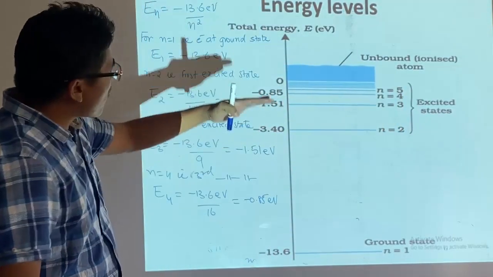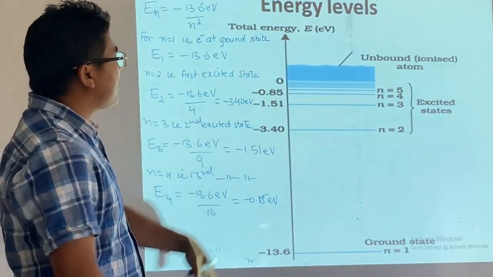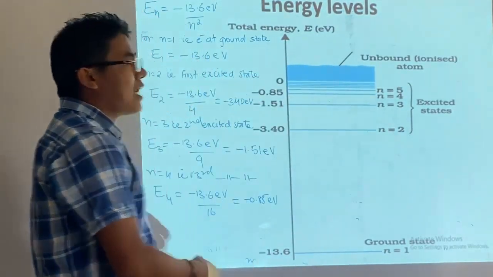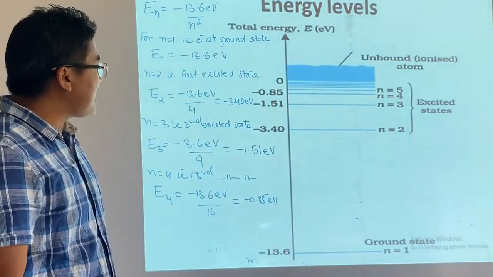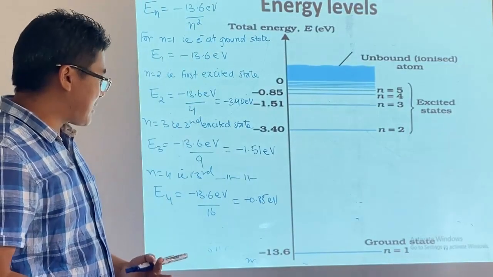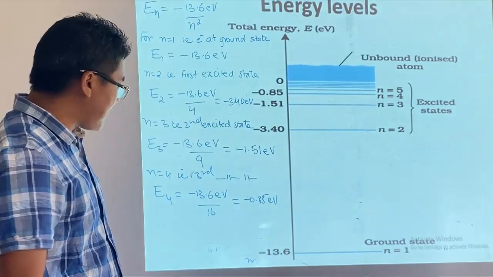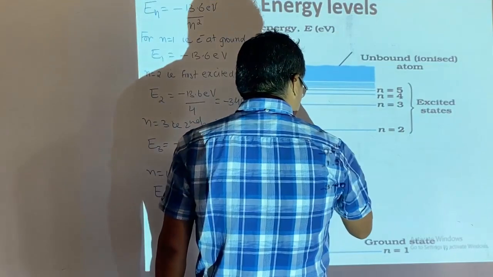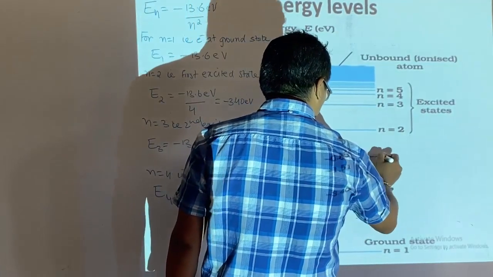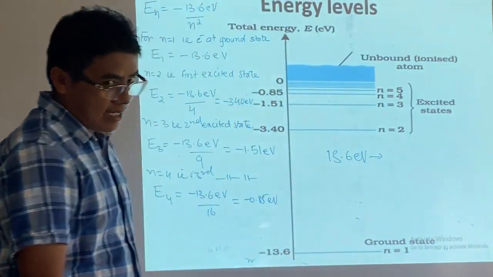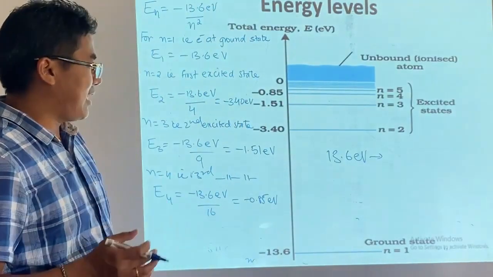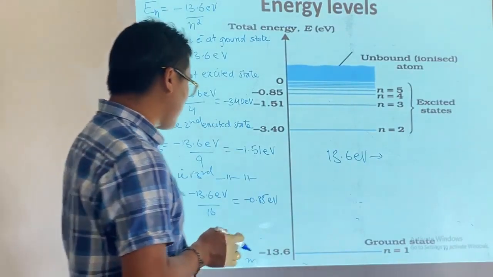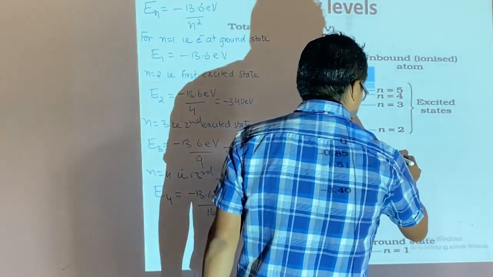And as the number goes very high, these are what we call unbound, that is ionized, right? So how much energy is required to ionize a hydrogen atom? You have to supply this much energy. If you supply 13.6 electron volt, then the electron can be kicked out from the hydrogen atom. So this is what we call ionization energy.